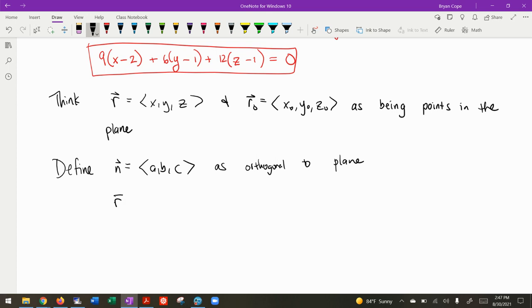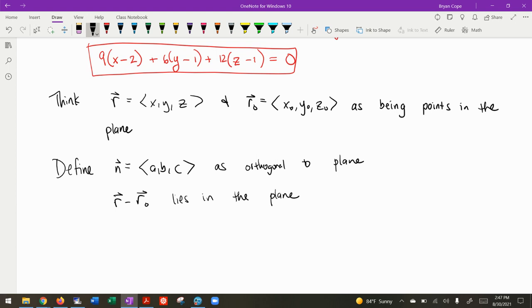The vector r minus r naught lies in the plane, or maybe we could say parallel to the plane. It basically follows the direction of the plane. So r minus r naught lies in the plane, and if it's in the plane, therefore it's orthogonal to n. We've defined n as being orthogonal to the plane, okay?